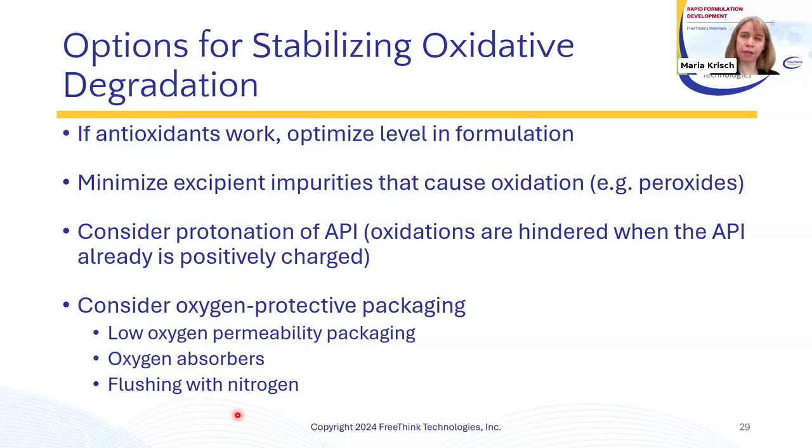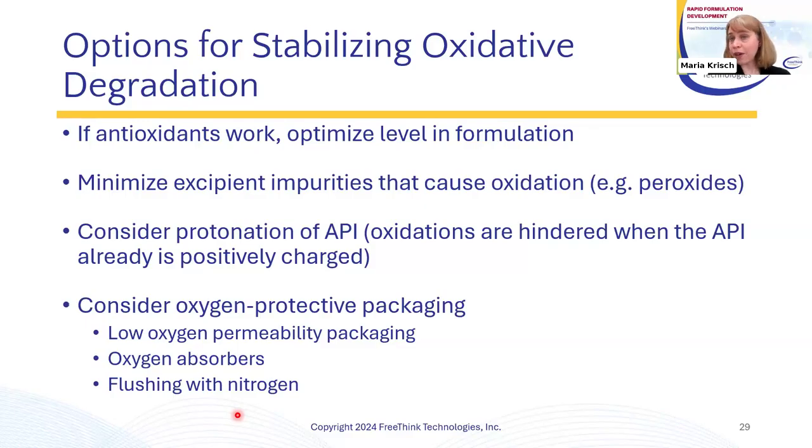And finally, if you're having limitations for whatever reason in actually solving this through formulation, this is a formulation development focused webinar, but it is worth noting that there are other options. So oxygen protected packaging can be very helpful if you, for whatever reason, are using a formulation that has an oxidation problem that you can't really fix. So this is usually a combination of things. One key component is low oxygen permeability packaging. So basically, you don't want oxygen continually coming in because it's always going to be at high levels on the outside. And then you need something in the package to reduce that oxygen level.